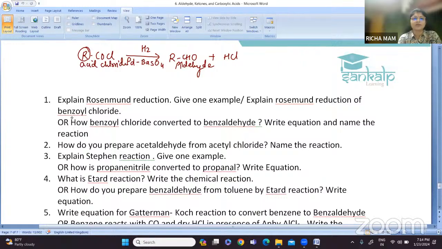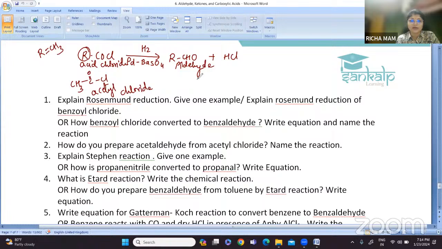For the previous question, I had taken my R as a benzene ring. Now here if I take R equals CH3, this is CH3, C double bond O, Cl. So this is your acetyl chloride.